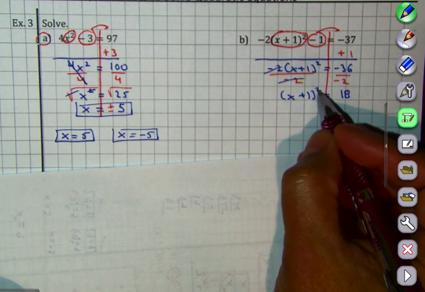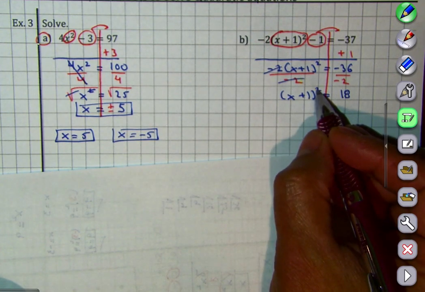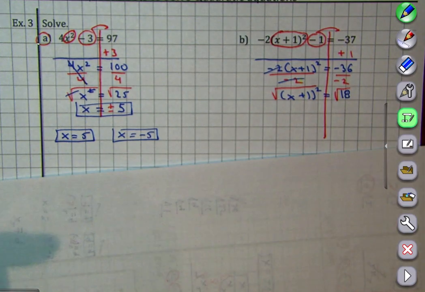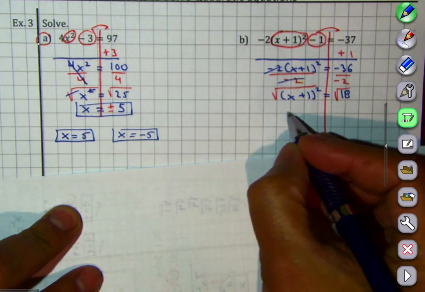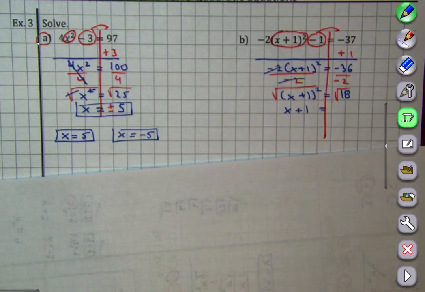Now I can get rid of the square. I cannot take out the 1 because the 1 is being held back by the square. So therefore, you need to take the square root on both sides first. And that will give me x plus 1 equals, now the square root of 18.